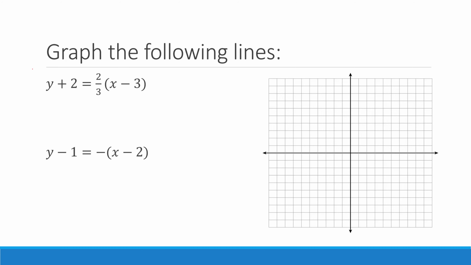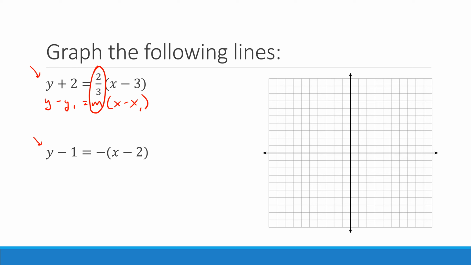On this slide, I want to graph the following lines. Now notice, both of these lines are in point-slope form. Why? Because they have something added to the y and the x inside parentheses. So this is point-slope form. This is not simply y equals mx plus b. This is y minus y1 equals m times x minus x1. Now, it's easy to identify the rise and the run. Here's the slope. The slope is 2/3, so that means my rise is 2, my run is 3.